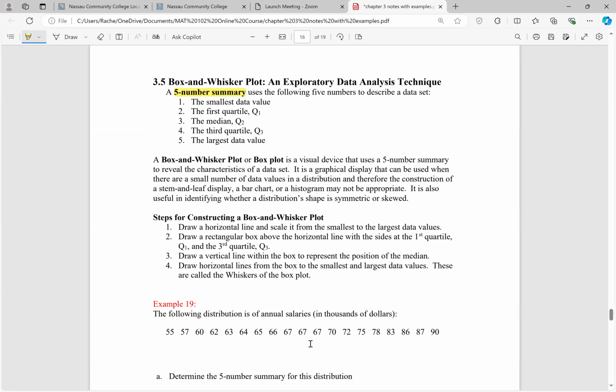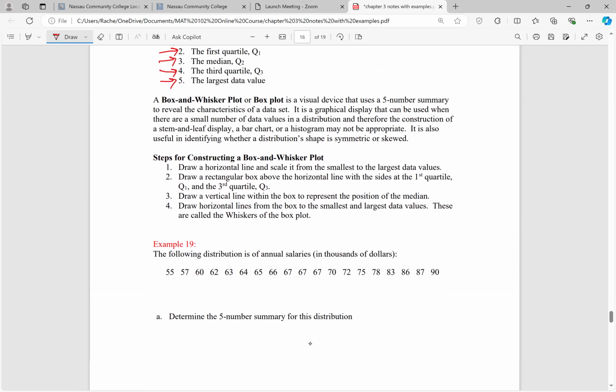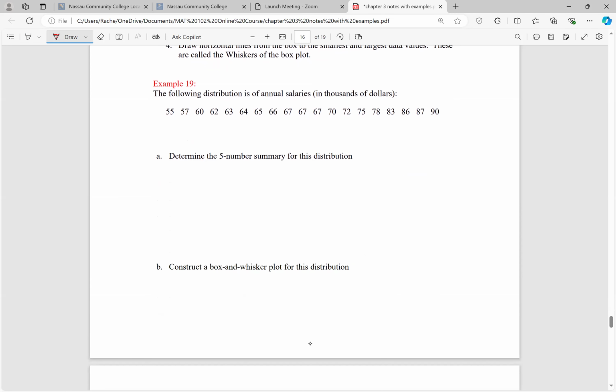So a nice way to summarize or to describe a data set is by finding the 5-number summary, and that consists of 5 numbers. The smallest data value, the first quartile Q1, the second quartile Q2, which is the same thing as the median because that's the 50th percentile, the third quartile, which is Q3, and then the largest data value in the set. Let's do an example. So let's look at example 19.